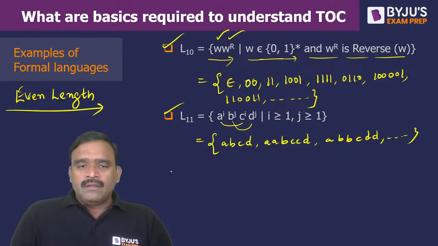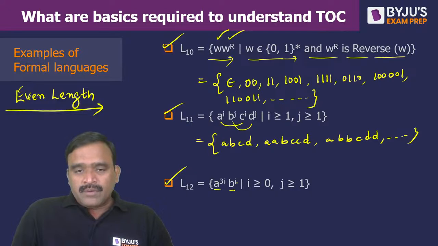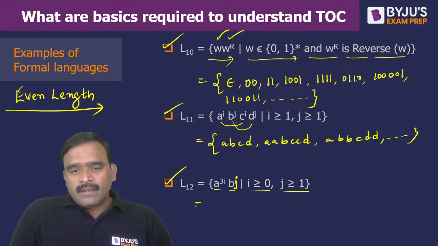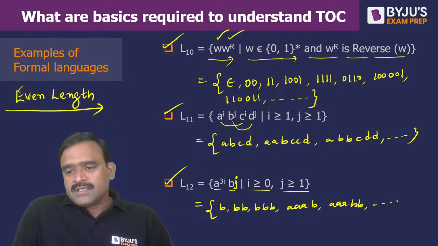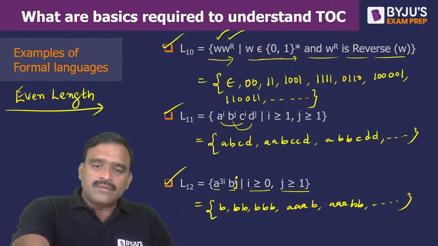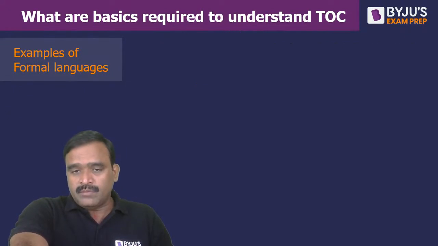Okay? And L12: A power 3I, B power J, I greater than or equal to 0, J greater than or equal to 1. If I value 0, for example, 3 into 0 is 0 only, J value 1 means one B is possible, J value 2, two B's are possible, J value 3, three B's are possible, still with I value 0. And I value 1 means we can have 3 A's followed by 1 B, or 3 A's followed by 2 B's, and 6 A's, like that it will come. And these are the strings: the number of A's a multiple of 3 followed by one or more B's.